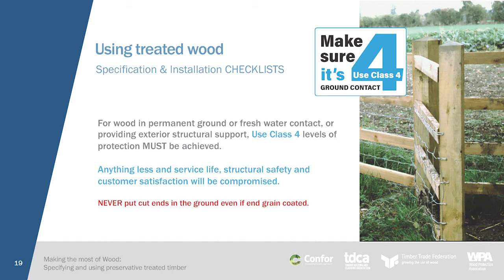For wood in permanent ground or freshwater contact or providing exterior structural support, use class 4 levels of protection must be achieved. Anything less and service life, structural safety and customer satisfaction will be compromised. Never put cut ends in the ground, even if end grain coated.